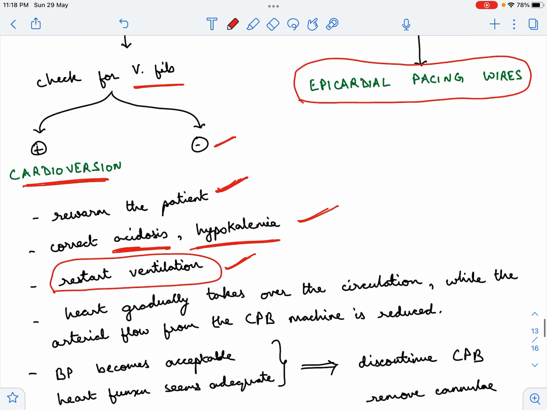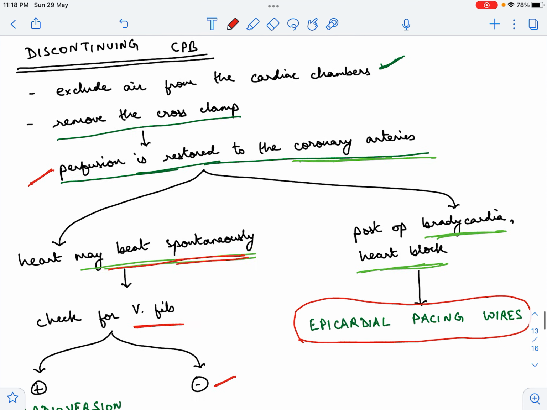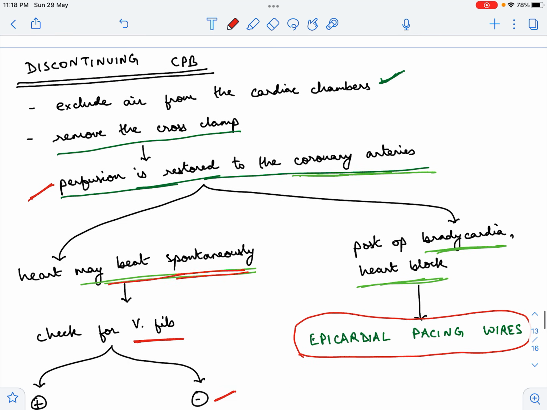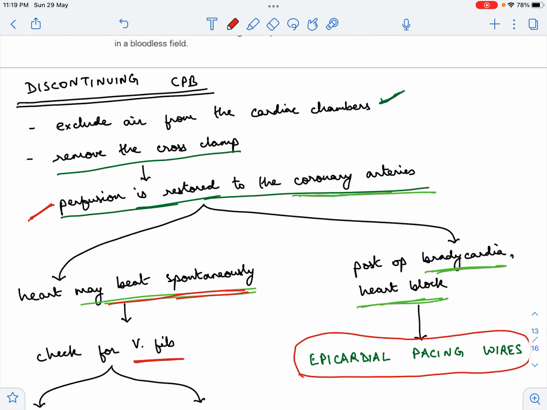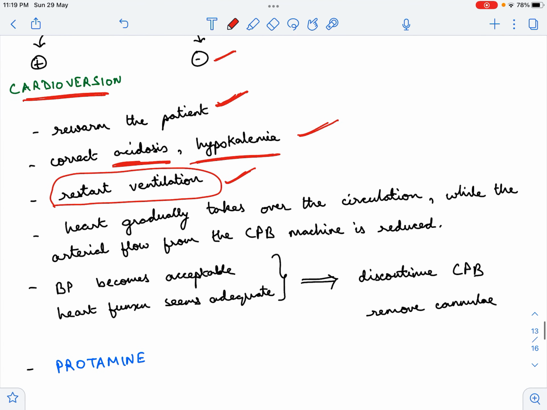We were discussing discontinuation of the cardiopulmonary bypass machine. You remove the cross clamp and the perfusion is restored. All right. Now the order in which this is restored is reverse of that in which we initiated it. The last thing that we did was to isolate the heart, but the first thing that we do in discontinuation is you restore the perfusion to the coronary arteries. Once you do that, the heart gradually takes over the circulation.